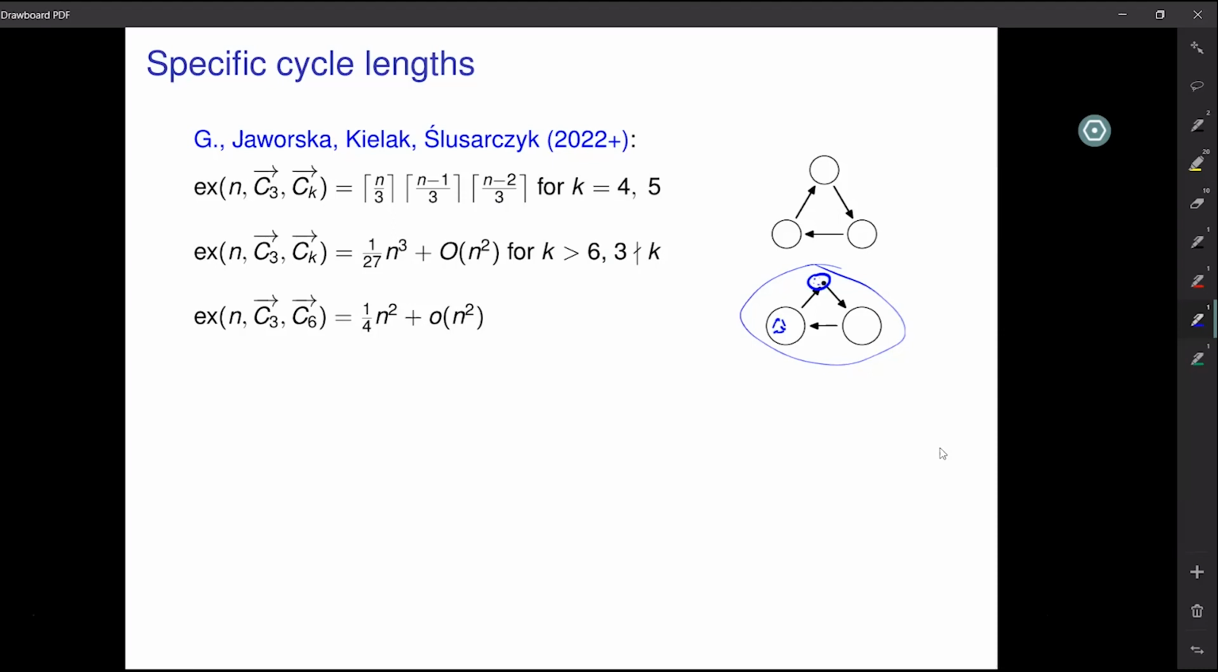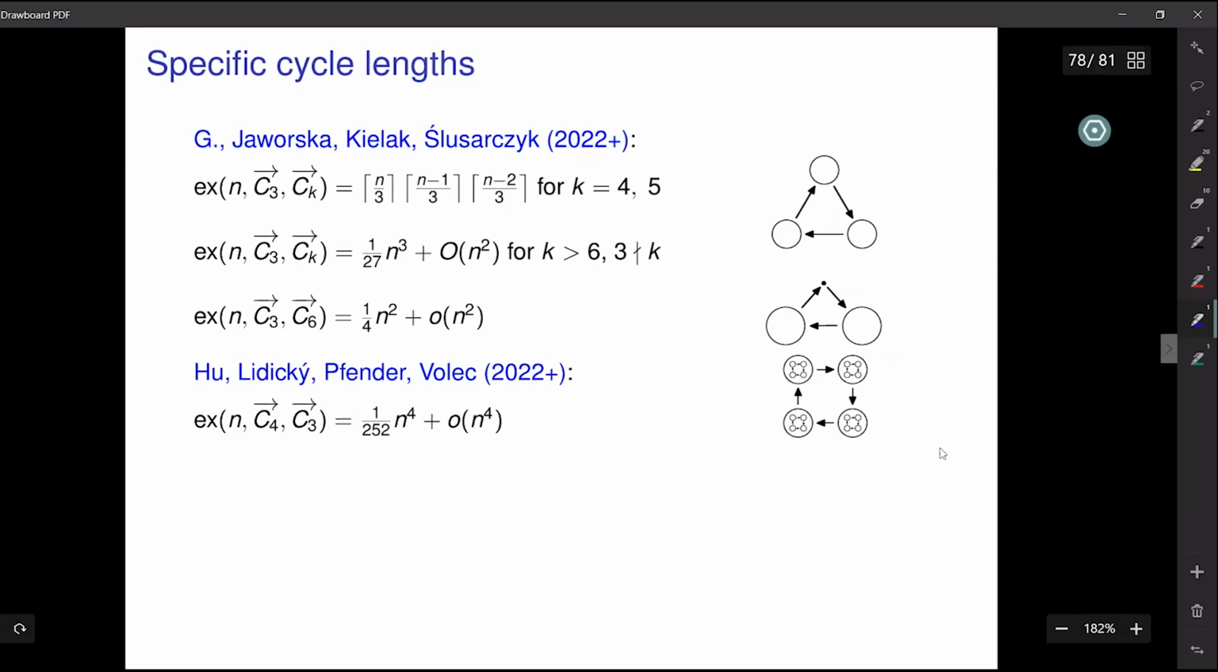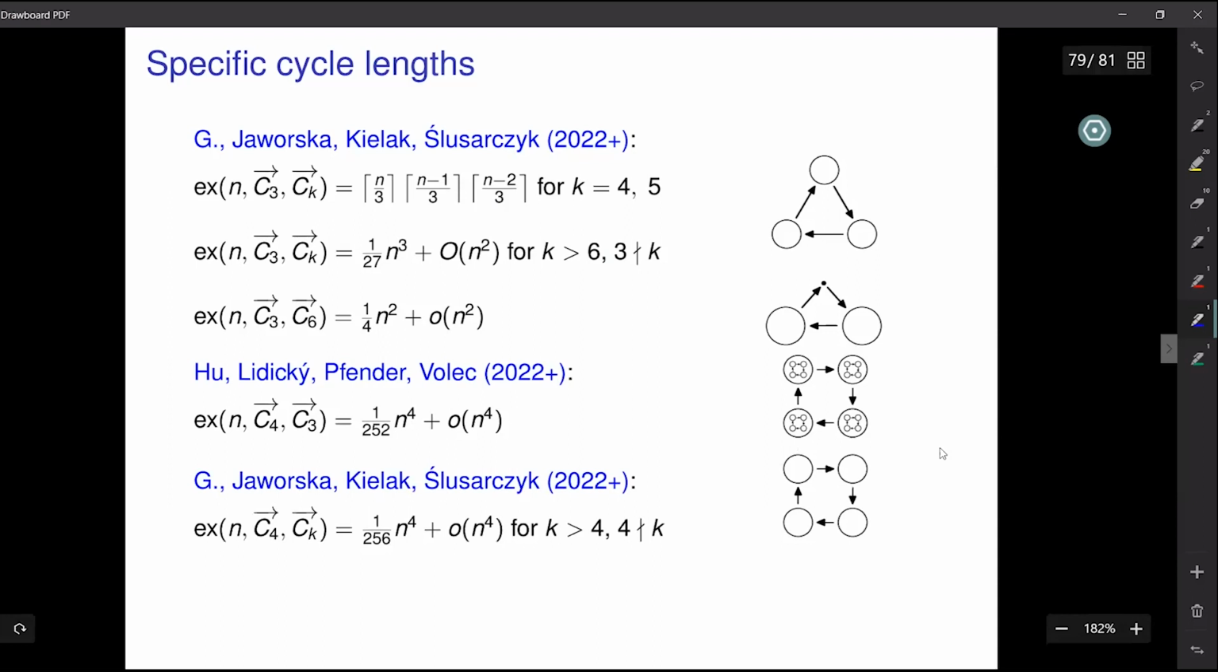For 4-cycles, Hu, Lidický, Pfender, and Volec proved, but it's still unpublished, that if you forbid a directed triangle and want to maximize C4, then the best you can do is take an iterated construction of a C4. So we take four blobs forming a blow-up of a C4, and then in each blob, we iterate this construction. So this gives the biggest number of C4 in the triangle-free setting. If we forbid other cycles not divisible by 4, then you can prove similarly as for triangles that the best you can do is a blow-up of a C4.